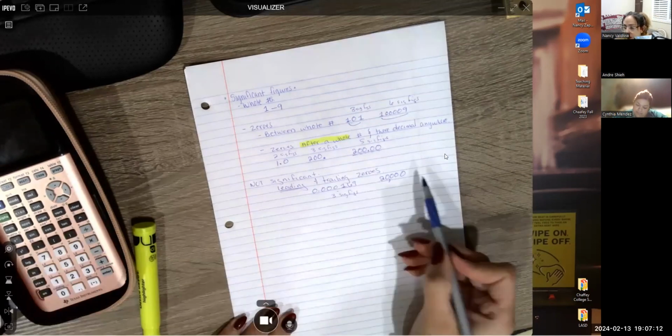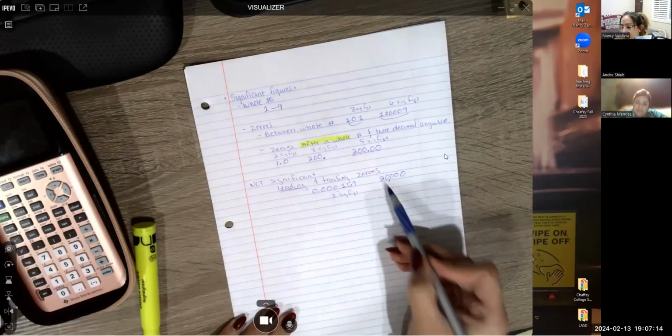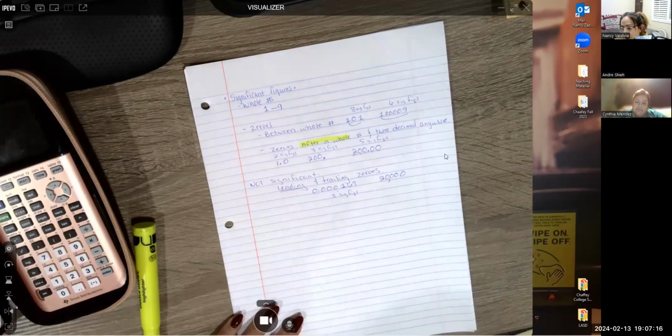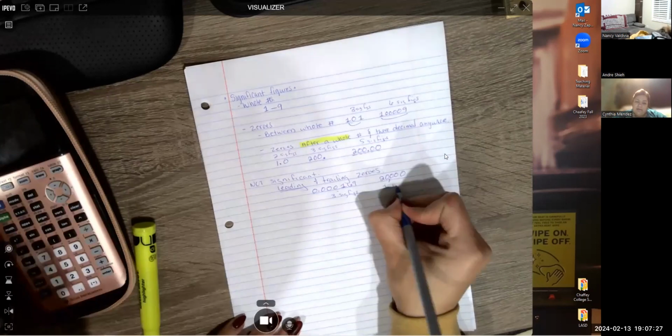What about in this one? There's a whole number in front of them, but what's it missing? The decimal. Missing the decimal. So therefore, how many sig figs do we have? Just 1. 1 sig fig.